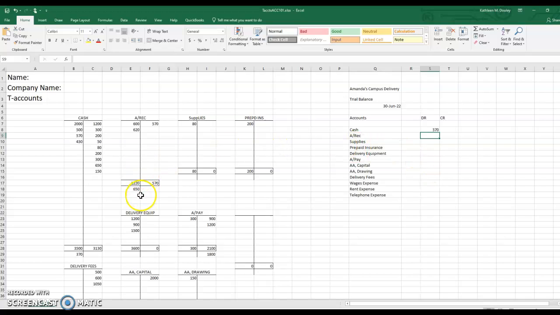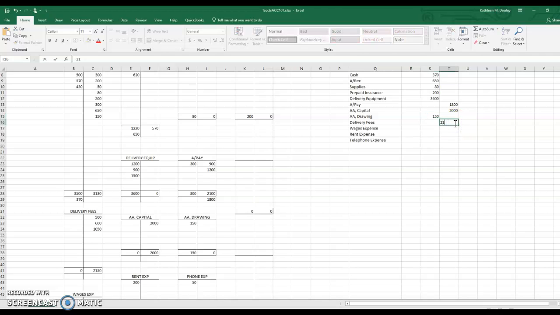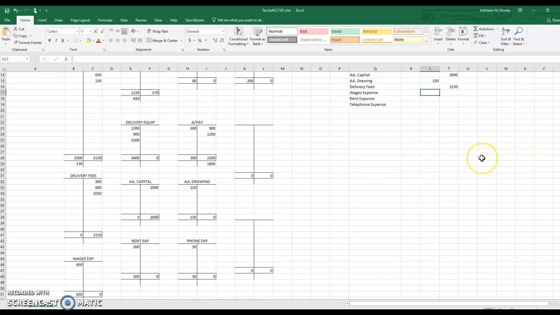Okay, so accounts receivable is a $650 debit, and supplies is an $80 debit, prepaid insurance is a $200 debit, delivery equipment is $3,600 debit, accounts payable is $1,800 credit, capital is $2,000 credit, drawing is $150 debit, delivery fees is $21.50 credit, wages is $650 debit, rent is $200 debit, and phone is $50 debit.